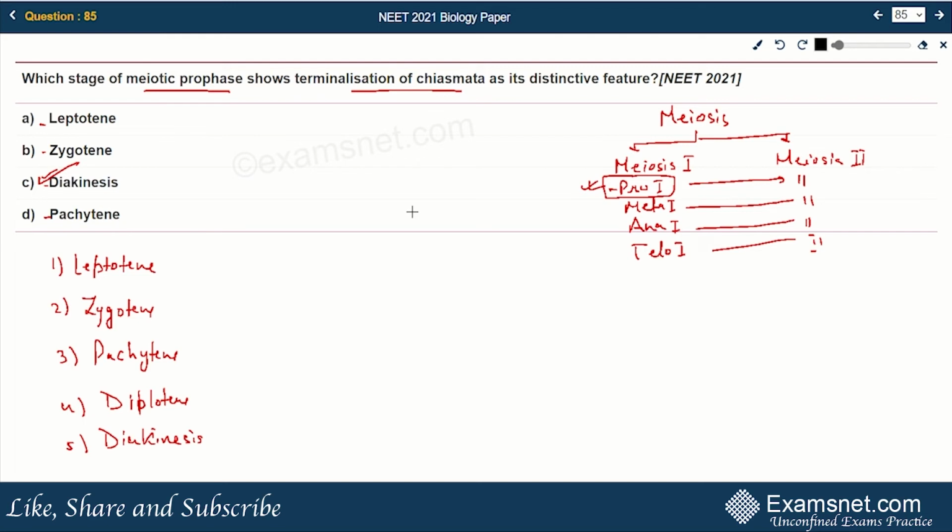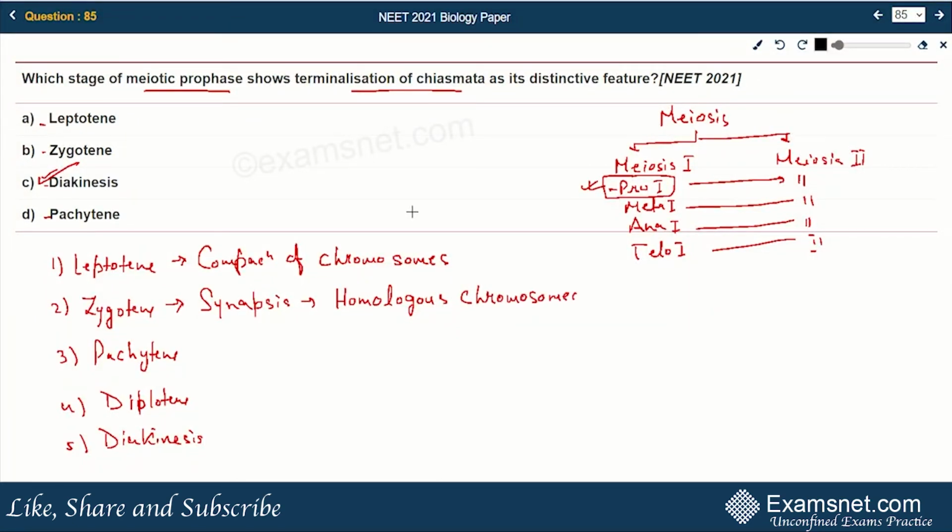What happens during leptotene? Here the chromosomes become visible under the microscope and they are compacted. So this includes compaction of chromosomes, right? Zygotene, what happens during zygotene? Chromosomes pair up by synapsis. Synapsis takes place, during which the chromosomes pair up and form homologous chromosomes. That means these paired up chromosomes are known as homologous chromosomes.